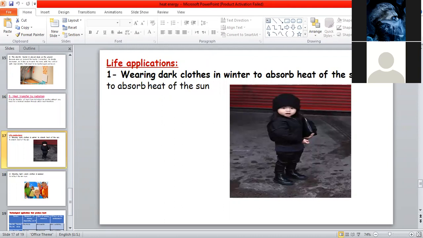Number one, we wear dark clothes in winter. Why do we wear dark clothes in winter? To absorb the heat of the sun, to warm your body, because the heat transfers through air or through vacuum without any material medium.